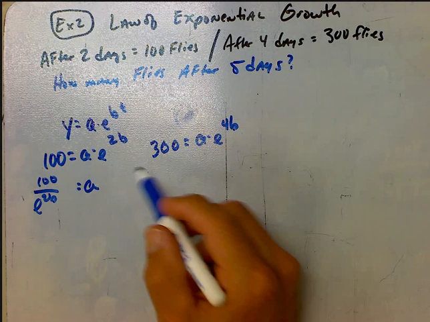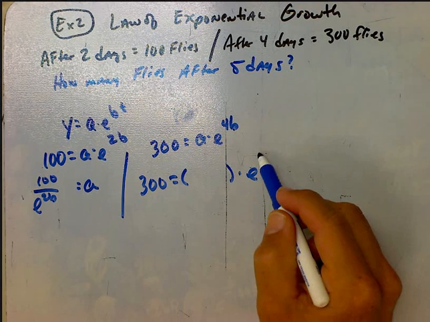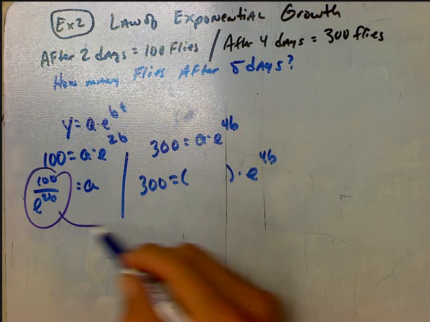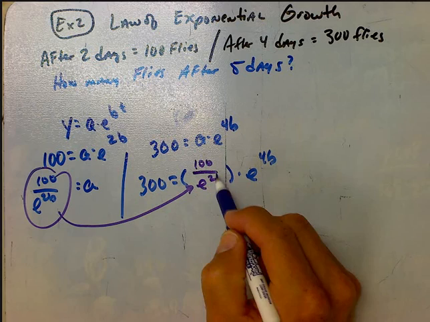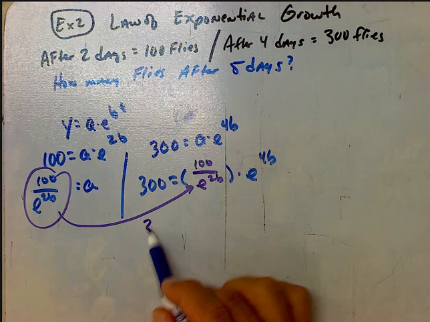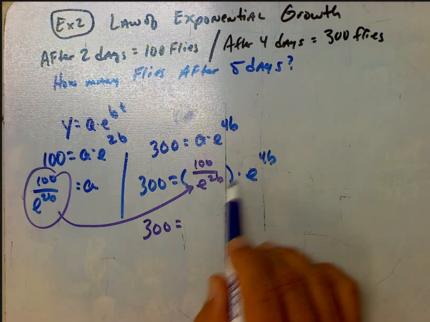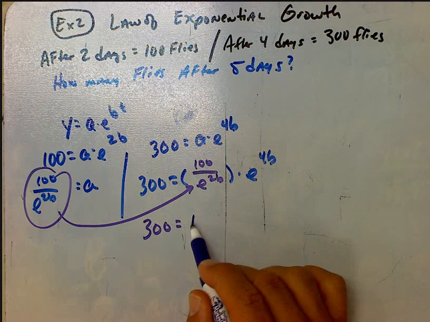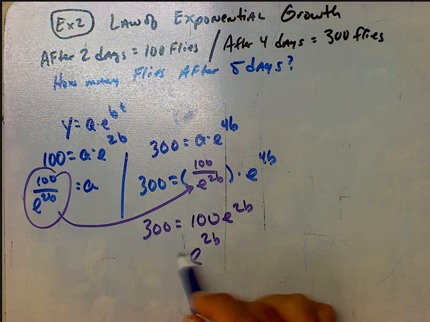So 300 equals a times e to the 4b, and I'm going to take what a is equal to and put it in right there. So 100 over e to the 2b. Multiply this together, we get 300 equals, well, since I have e to the 4b on top, e to the 2b on bottom, 4b minus 2b is 2b, and it gives me 100 e to the 2b right there. Divide both sides by 100. E to the 2b equals 3.